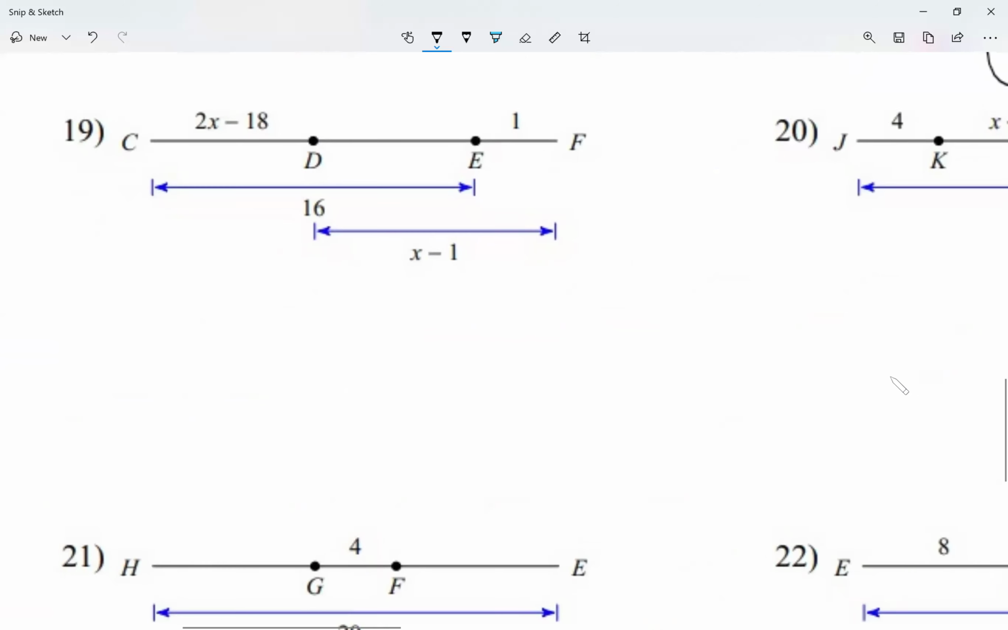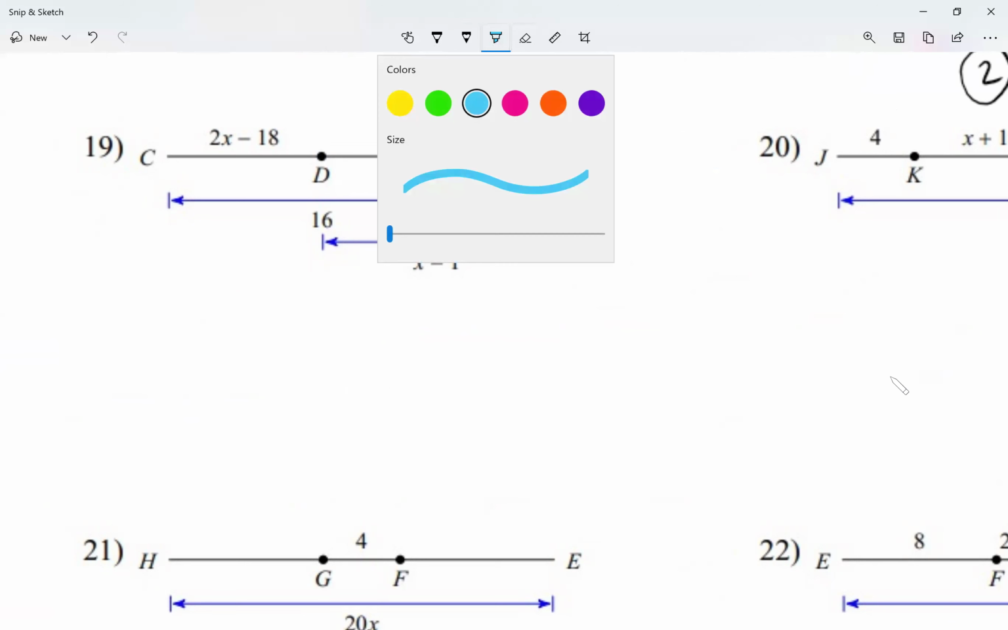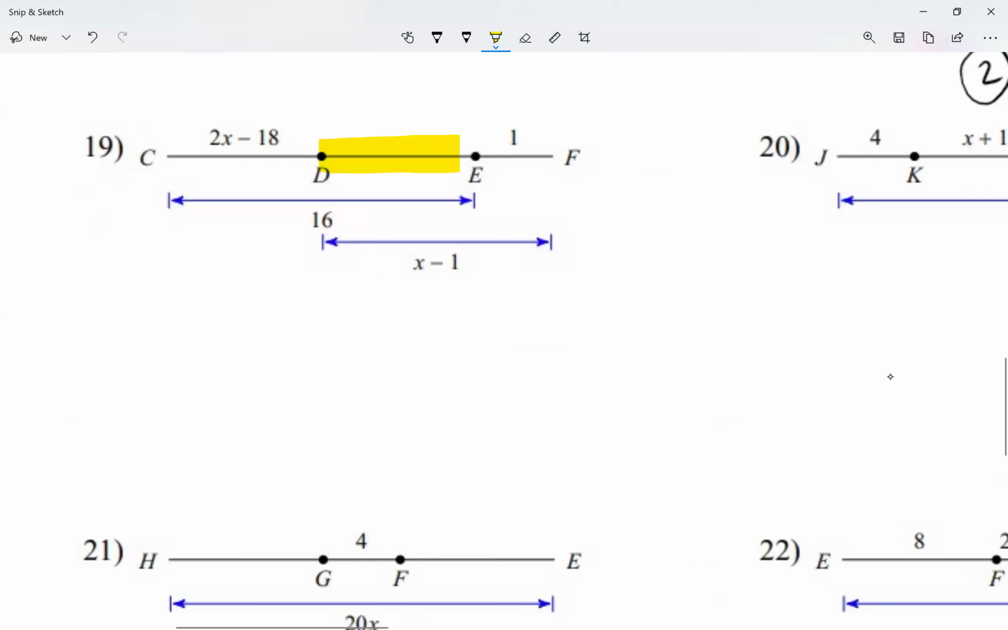Looking at number 19. I'm trying to find some information. Let me highlight what I'm looking at. I'm looking at this segment DE, and I'm just like, oh man, is it possible I can find something? Is it possible for me to figure this out? Can I find some information about DE? Okay, that's a small segment, but I also see this other small segment here. And then those two combine, I see they make this big segment.